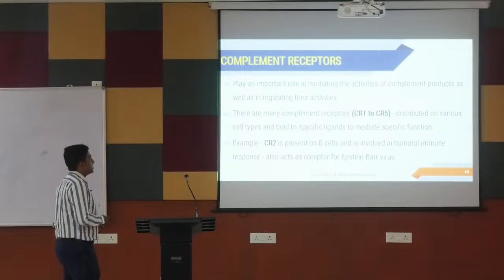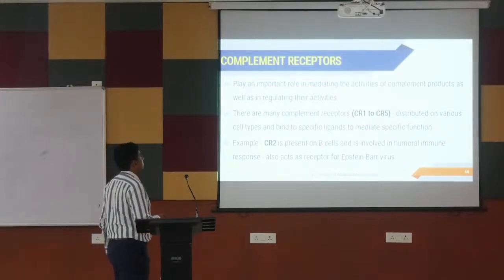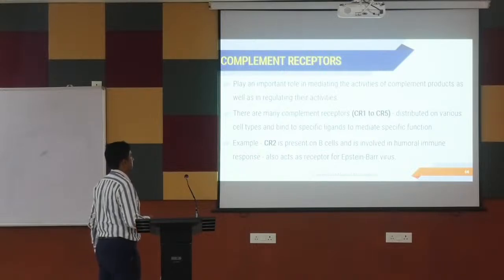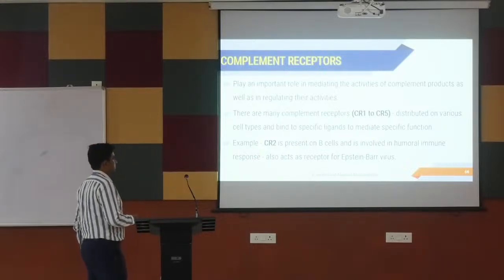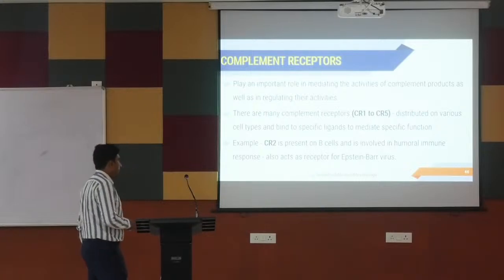They play an important role in mediating the activities of complement products. There are many complement receptors like CR1 to CR5 distributed on various cell types. Example like CR2 is present on the B cells and involved in humoral immune response. And they also act as a receptor for Epstein-Barr virus.